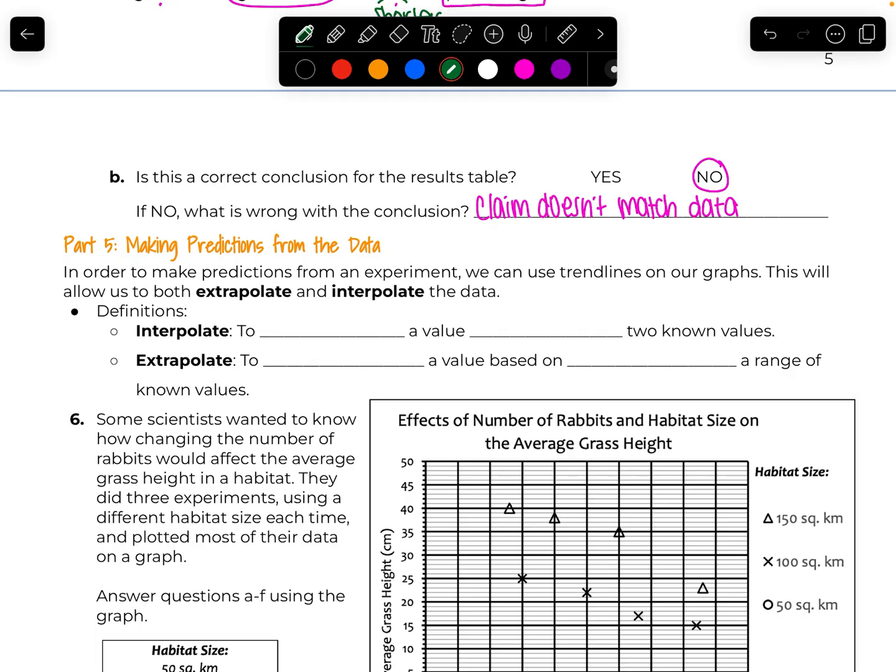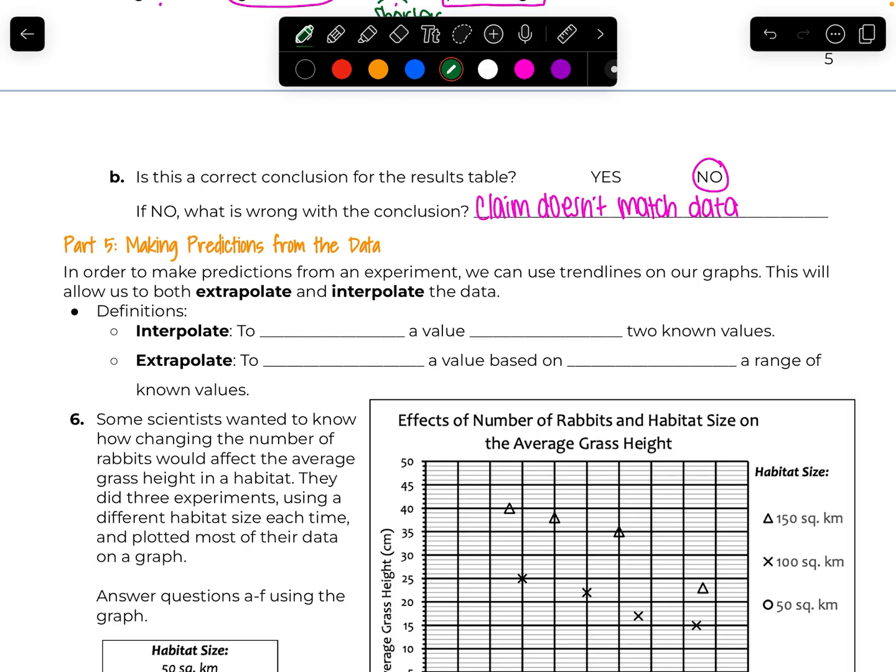So, very last thing. You've run an experiment. You've put your data in a usable way in a results table or in a graph. You've analyzed what that data is. You've looked for patterns. You've come up with a claim supported by data, grounded in scientific reasoning. What are you going to do now? Your last step is making predictions.